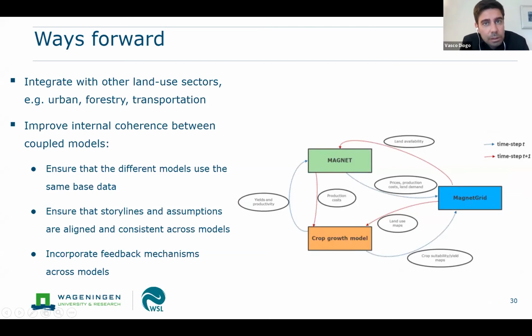Also, it will be important to integrate the model framework with other land use sectors, for instance, urban, forestry, and also transportation, and overall to improve the internal coherence between coupled models. It's often that these different models don't always use the same base data, so that needs to be ensured. Also that storylines and assumptions are well aligned and consistent across models. And finally, that feedback mechanisms are incorporated into the way that we couple these models, so that we can better account for internal dynamics on how factors might play a role within the modeling framework of each individual module.